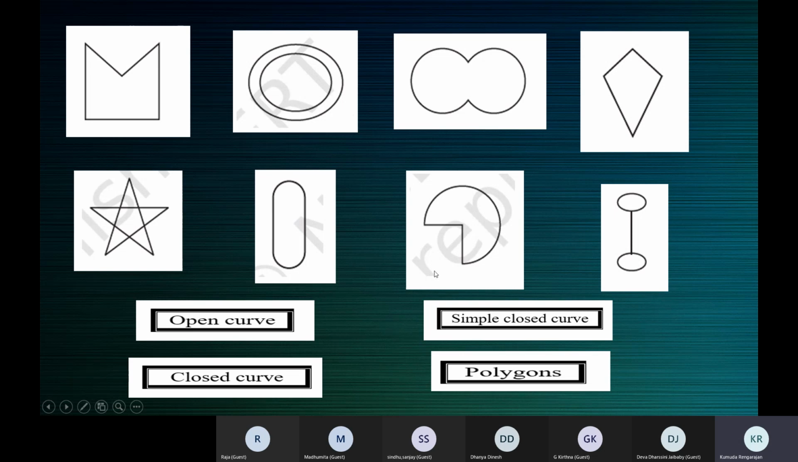What about this? Is it a curve? Yes, ma'am. Is it a closed curve? Start point is equal to the end point? Yes, ma'am. Is it a simple closed curve? Yes, ma'am. Is it a polygon? No, ma'am. No, because this one is not a line segment. This one is not a line segment. Okay. Then this one, is it a curve? Can you draw this without lifting the pencil?